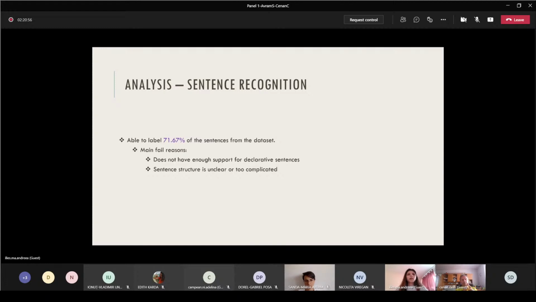For analysis, actually, the main problem was sentence recognition because I based everything on part of speech and actually the English grammar. So there are sentences that were not recognized, about 30% of them. The main fail reasons were that the sentences in the data set maybe were not declarative. For example, someone started talking about how their grandma used to make the recipe for them, which is not relevant. And sometimes the structure was simply unclear.